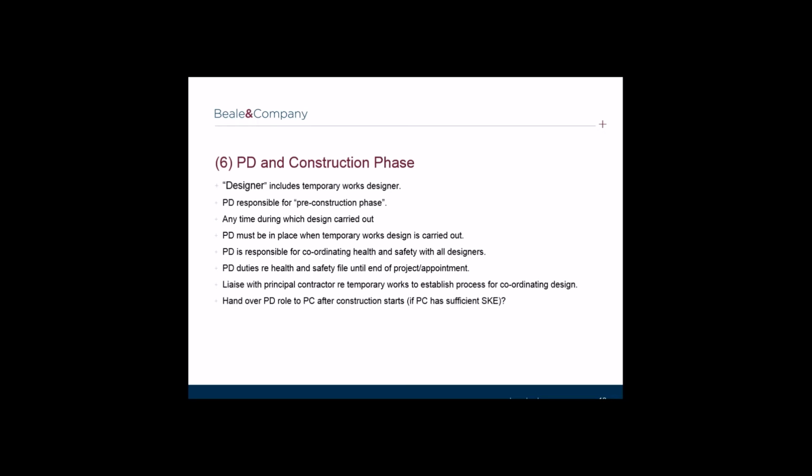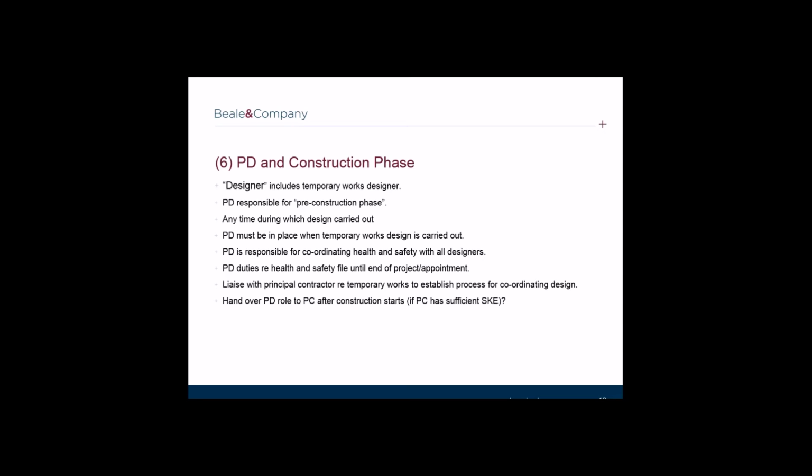Further, it is the principal designer's responsibility to prepare and develop the health and safety file for handing over to the client on completion. This is of course on the basis that the principal designer's appointment has not ended before the project is completed. In the scenario where the principal designer's appointment has ended before the construction phase is complete, then the principal designer must hand over the information they have collated up to that point to the principal contractor, who will then prepare the health and safety file.